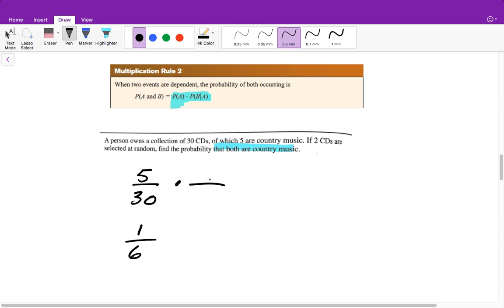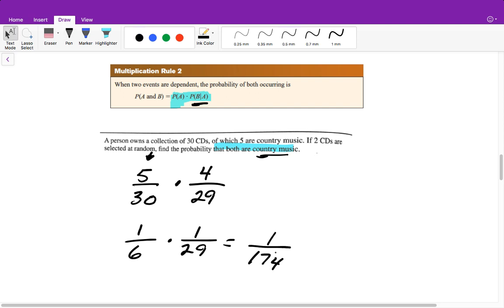Now when you pick the second one, we want both to be country. So that means the probability of B given A, meaning the first one was a country CD. So we have 4 country CDs left over, and since we took a CD out, we now have 29 total. So it'd be 1/6 times 4/29, which is then equal to 4/174. So it'll be 1 over 43.5.